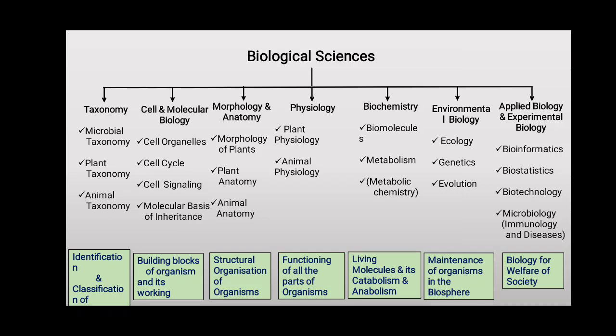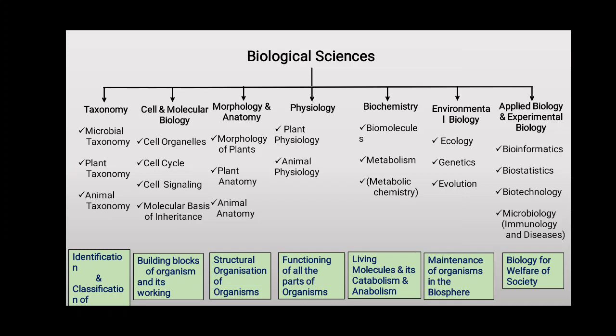Biochemistry deals with biomolecules. Biomolecules mean protein, carbohydrate, minerals and fat, nucleic acid; all these things are studied under biochemistry. Biochemistry has two parts: fundamental biochemistry, which deals with the biomolecules and their structure, and second, metabolism. Metabolism means how they are formed and how they are used, and this comes under metabolic chemistry. So biochemistry deals with living molecules and their catabolism and anabolism. So those are six things.